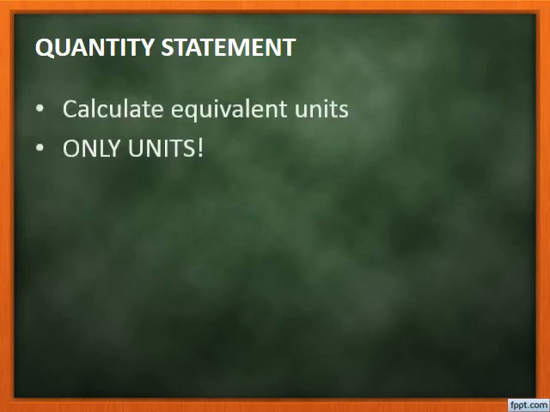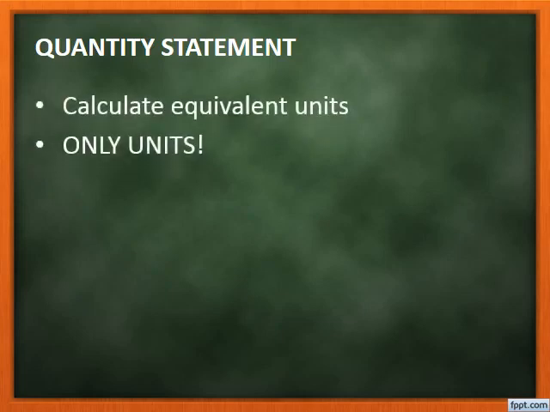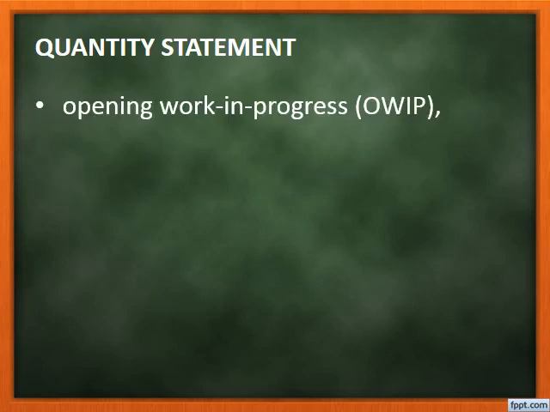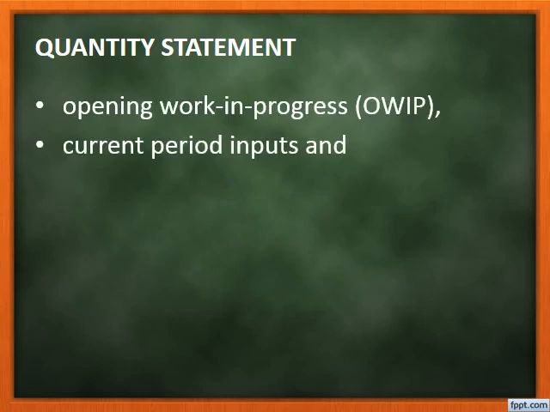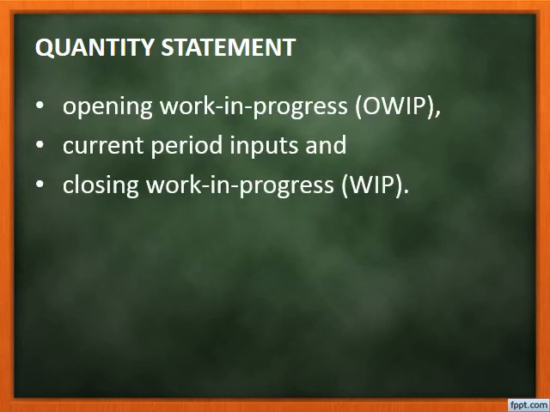To address the challenge about various inventory types at different completion points, we use the quantity statement to calculate the equivalent units. Therefore, only units are considered in this statement and not the cost. Based on the given scenario, the equivalent units are calculated by analyzing each of the following inventory types: opening work in progress, current period inputs, and closing work in progress.